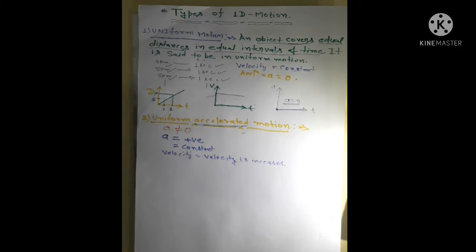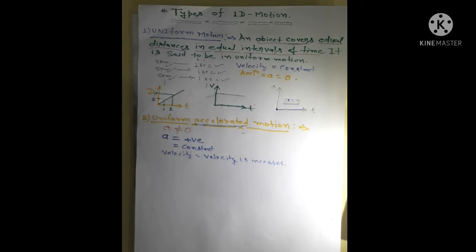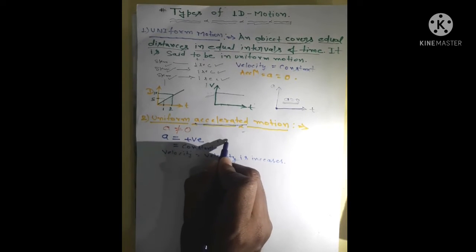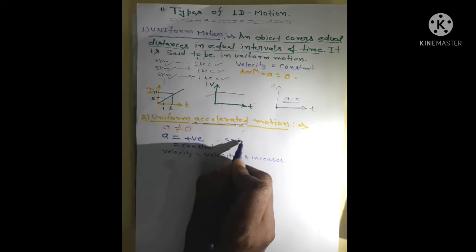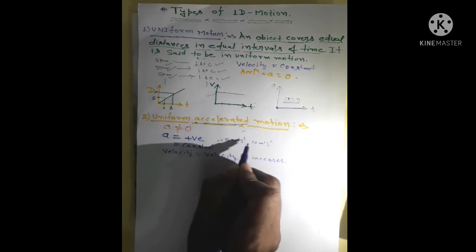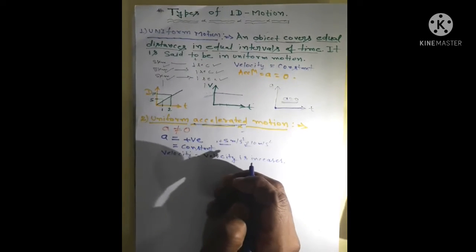In uniform accelerated motion, acceleration is positive and constant, velocity increases, and acceleration is never 0. Acceleration is positive means, for example, 5 meters per second squared, 10 meters per second squared. Its value is always positive. This type of acceleration is known as uniform accelerated motion.